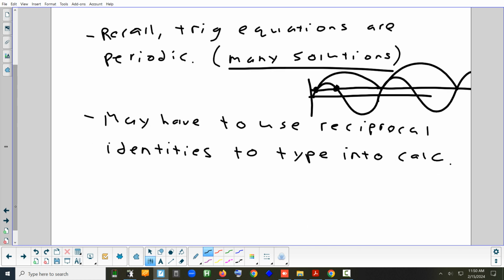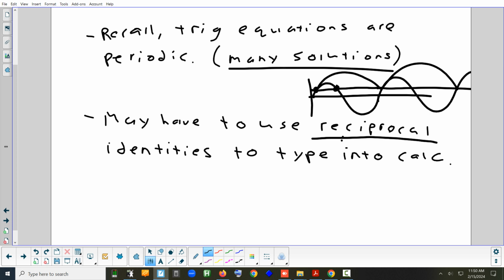Some trig functions we don't have a button for. If I ask you to type in cotangent, there's no cotangent button. So how do you type in cotangent? 1 over tan. Right, you got to flip it. Same thing for secant. How do you type in secant? 1 over cos. And cosecant? 1 over sine.